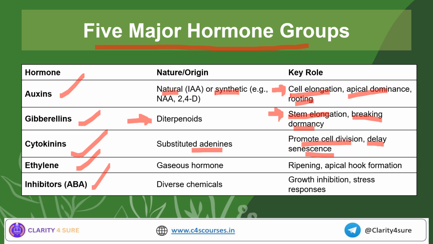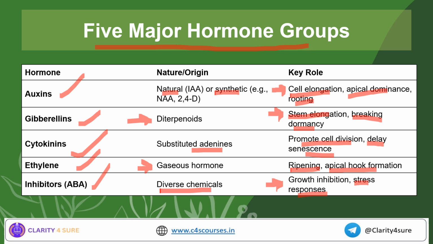Next is ethylene, which is a gaseous hormone. They are helpful in ripening and apical hook formation. Lastly are the inhibitors. They are of diverse chemical origin. As the name suggests, they are growth inhibitors, and they are used in stress responses. For example, if there are plants in an area of drought prominence, or an area which has low temperature severity or stress, or salt stress, in those cases inhibitors are used for maintaining the growth, reproduction and life cycle of the plant.